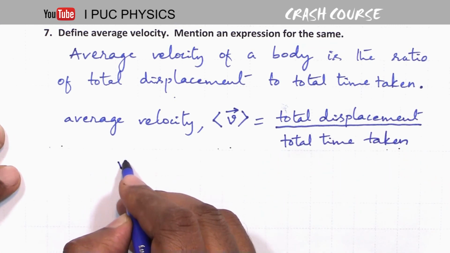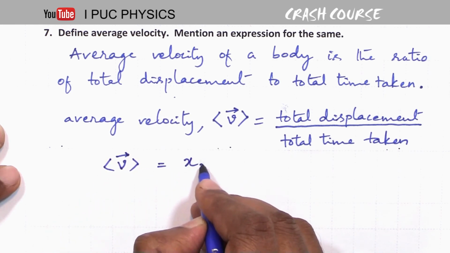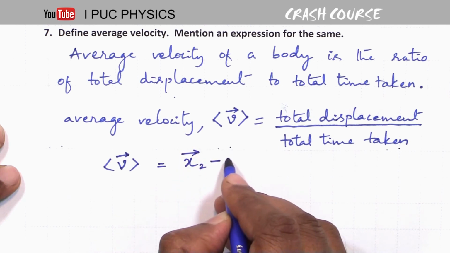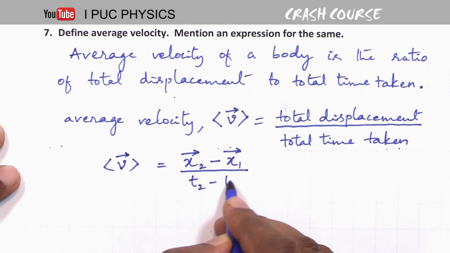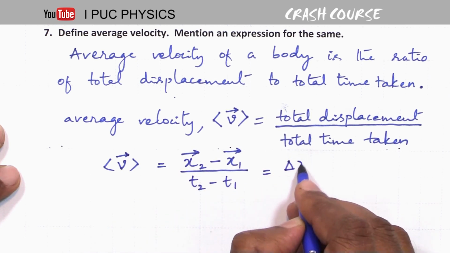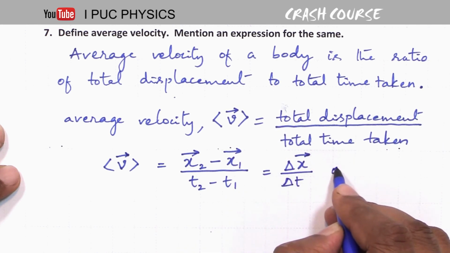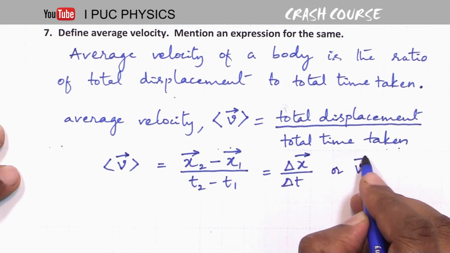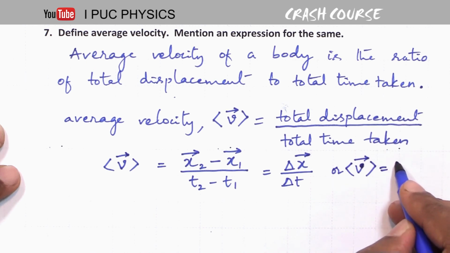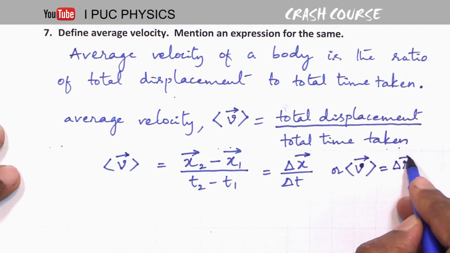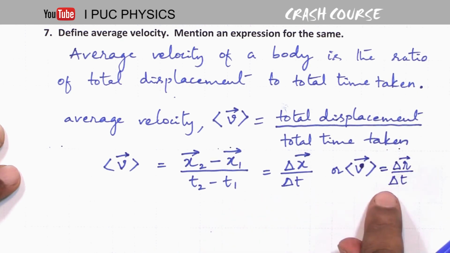or V average equal to x2 displacement minus x1 displacement by t2 minus t1, or delta x, this is displacement, by delta t, or average velocity equal to delta r by delta t. We can write any of these.